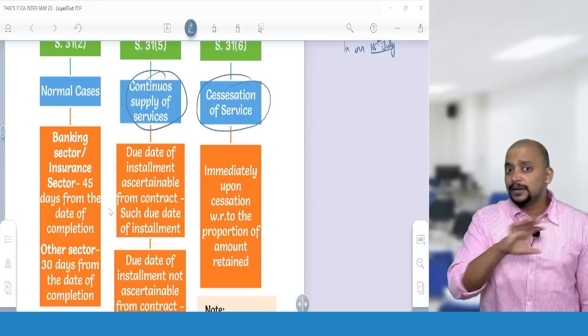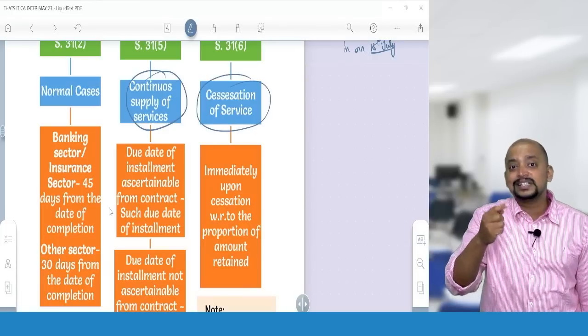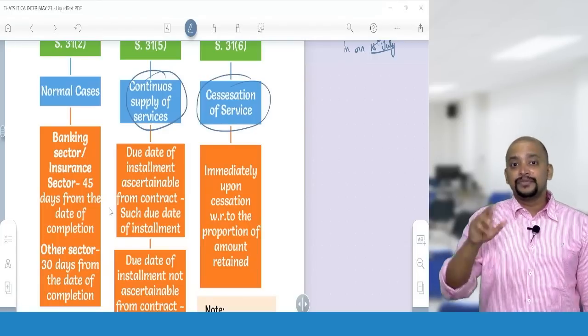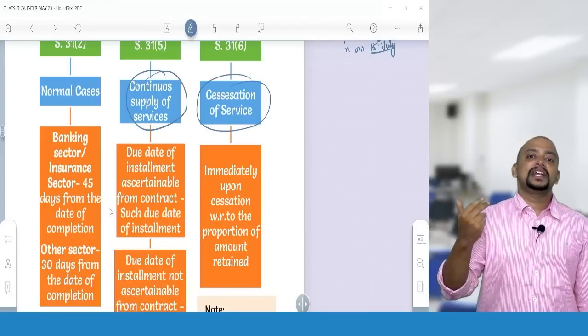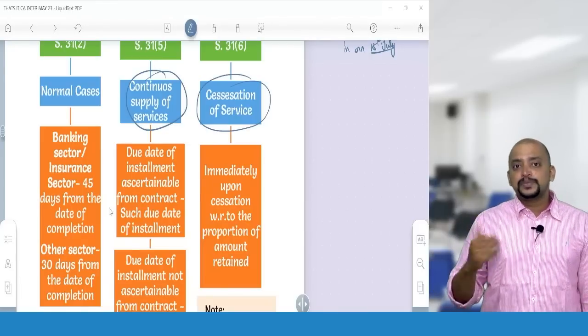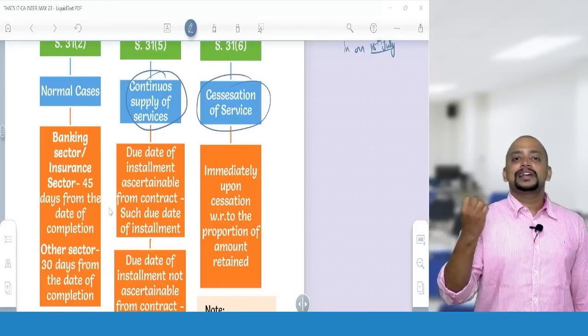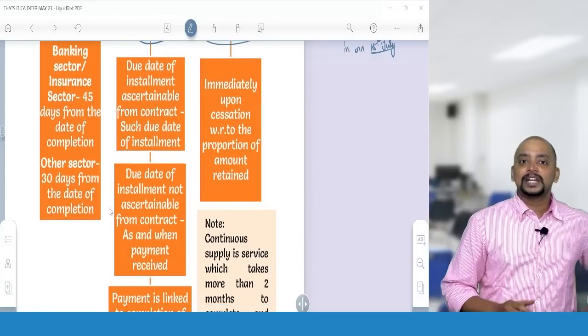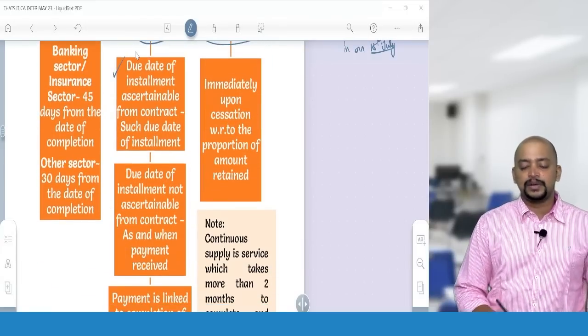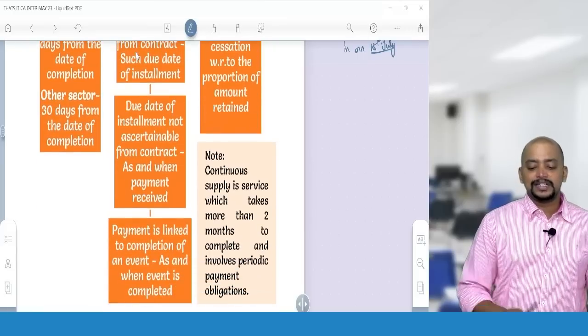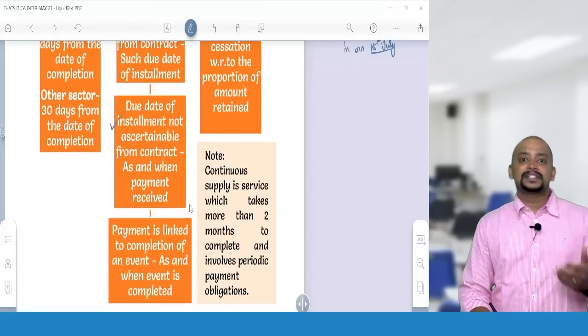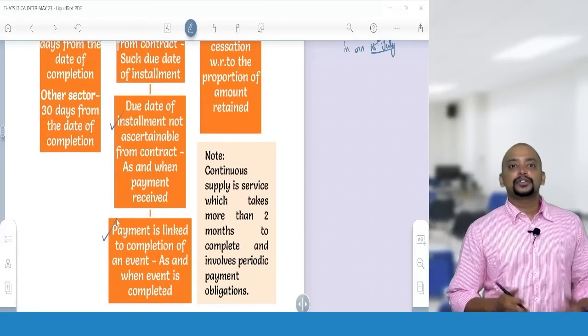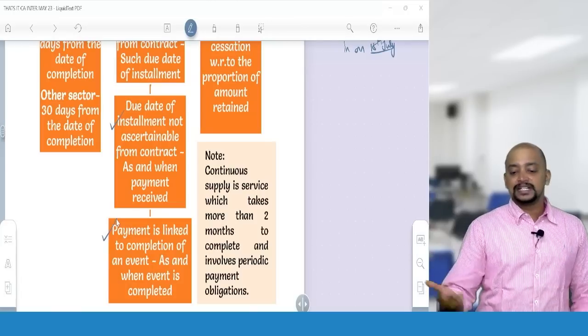If the due date of installment is not ascertainable, but the payment is linked to completion of one event, then whenever that event is completed, that will be taken as the due date of invoice. In the absence of these two, as and when the installment is received, that will be taken as the due date of invoice. Due date of installment ascertainable from the contract: such due date of installment is the due date of invoice. Due date of installment not ascertainable from the contract: as and when payments are received. Payment linked to completion of an event: as and when the event is completed.